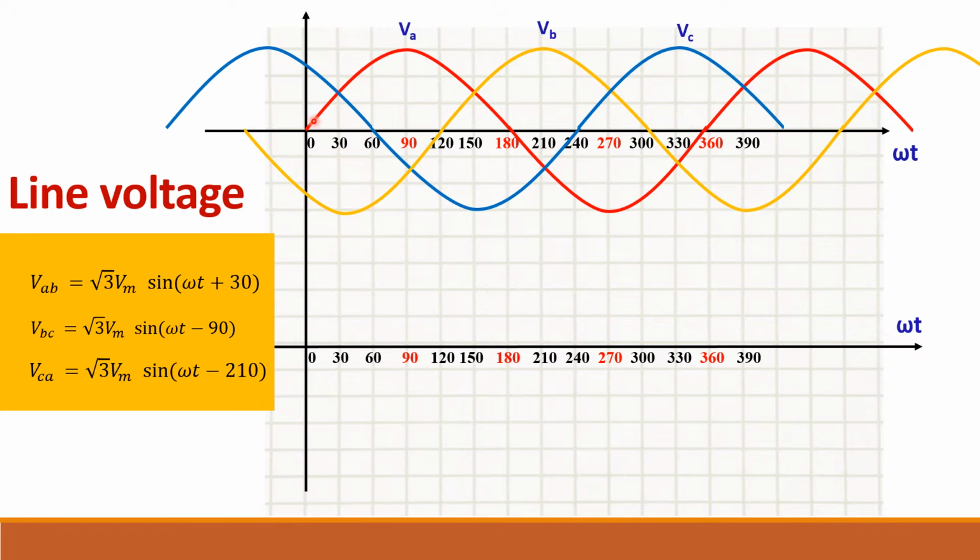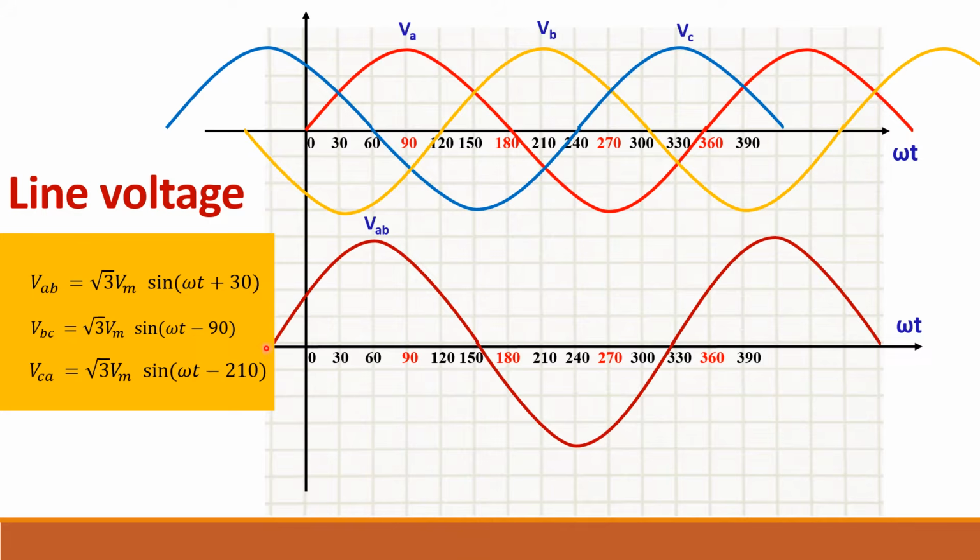That is, I am simply shifting this waveform by minus 30 degrees. Then you will get the VAB waveform. So VAB starts here, and you can find that here the zero crossing is at 180, here it will be at 150 because it has shifted 30 degrees to the left side.